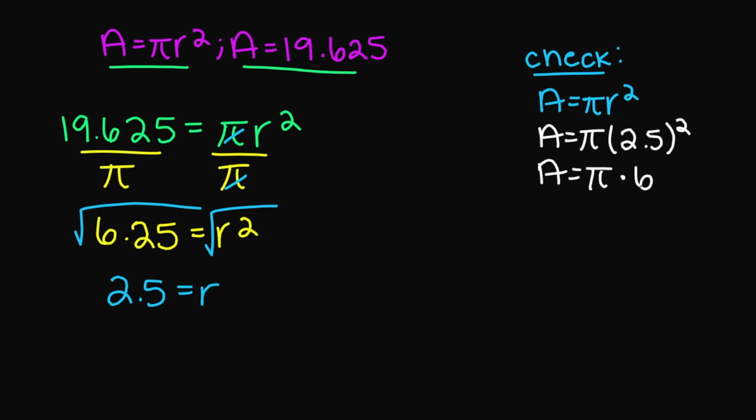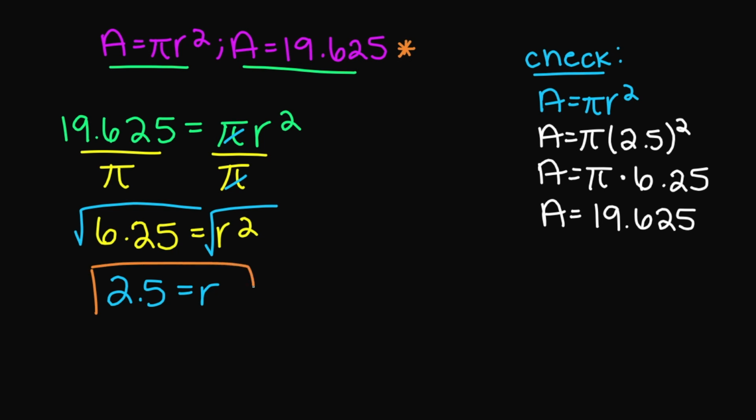This is going to be 6.25. 6.25 times pi, you're going to get approximately 19.625 as your answer. And since I did receive the same answer here for my area, we know that my radius of 2.5 is correct.